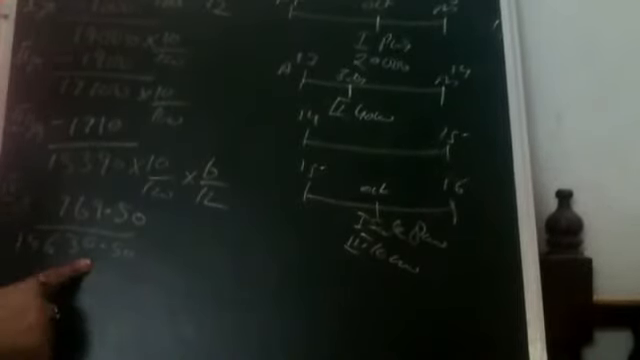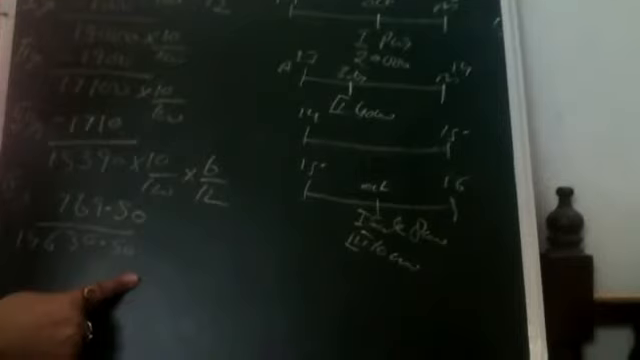This is the fourth year depreciation. I should note it down. Now, the remaining value is 14,630.50. Remaining value is this. Now we will see how to find profit and loss.